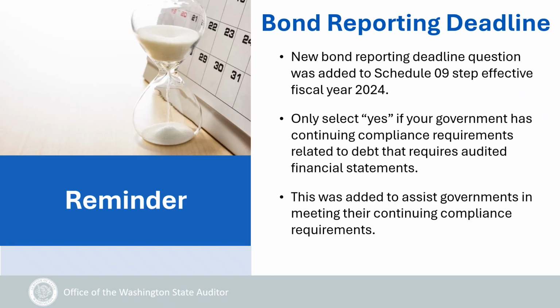On the Schedule 09 step with fiscal year 2024 filing, you were asked if your government has a continued compliance requirement deadline related to your outstanding debt. This is a yes or no question. If a government has a requirement to provide audited financial statements to your debt investors, such as uploading your financials to EMMA or providing them to a bank, you would answer yes. If you say yes, you will be asked to put in the reporting deadline date, the date your audited financials are due to the investor. This will help us in scheduling your audit to assist in meeting your deadline.